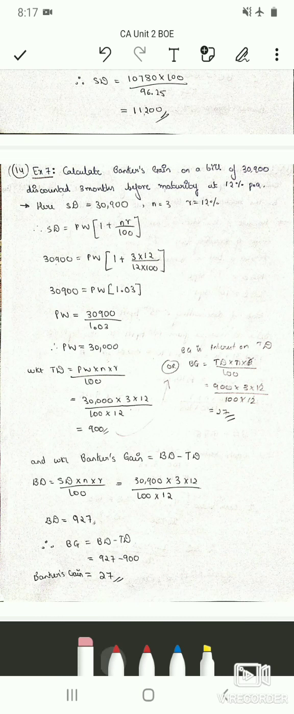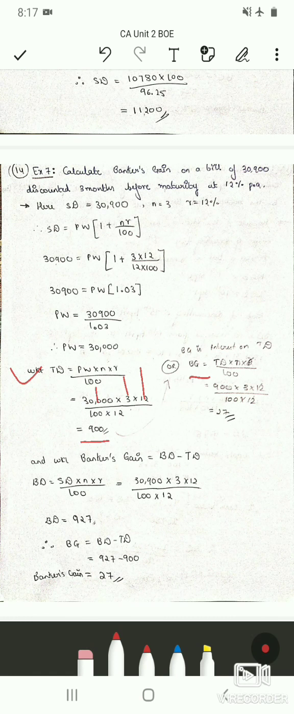So now we got present worth. Then we can calculate true discount. True discount is nothing but interest on present worth. So it is 900 rupees. N is 3, R is 12, and P is 30,000. So we got true discount as 900 rupees.